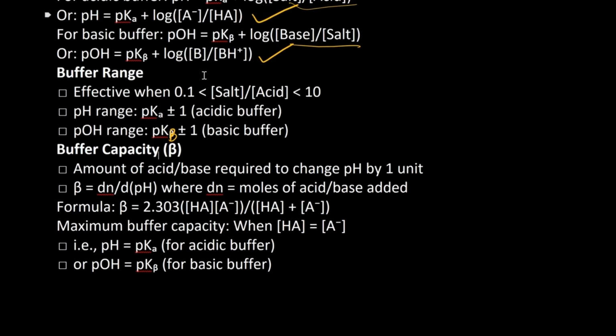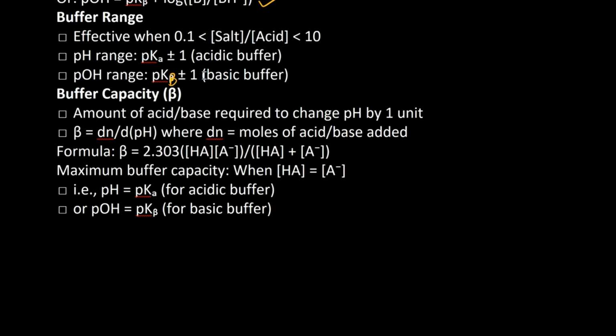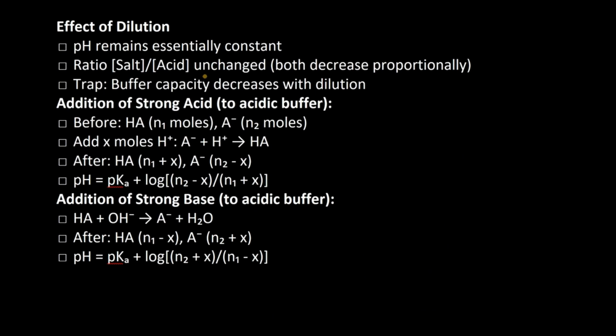Then buffer capacity, the amount of acid or base required to change the pH by 1 unit. So dN by dpH, delta N, the moles of acid or base added, divided by the pH change that happens over there. Then effect of dilution, pH remains essentially constant. The ratio will remain unchanged, both decrease proportionally.